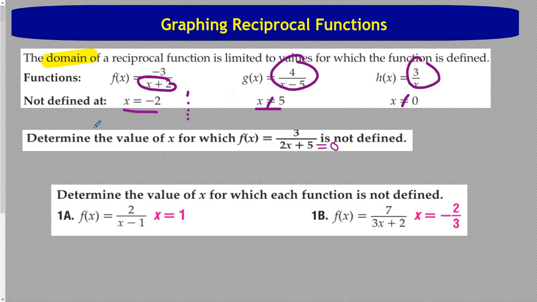So here's an example question. Determine the value of x for which f of x is not defined. So all that's asking is, where does the denominator equal 0? So 2x plus 5 equals 0. 2x equals negative 5, so x is negative 5 over 2, or negative 2.5. That is the value at which this function is not defined.